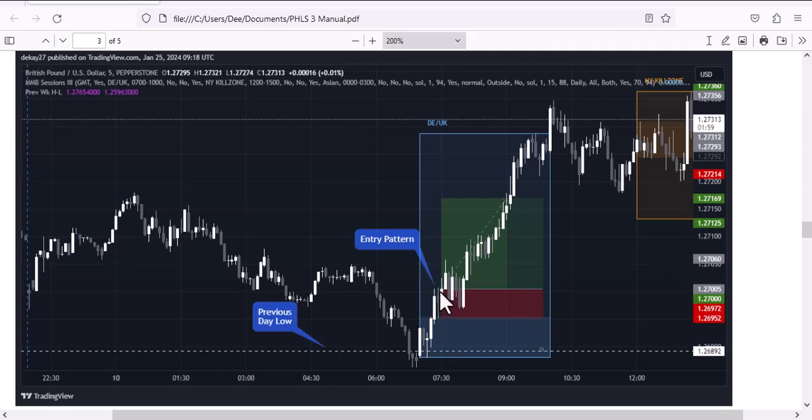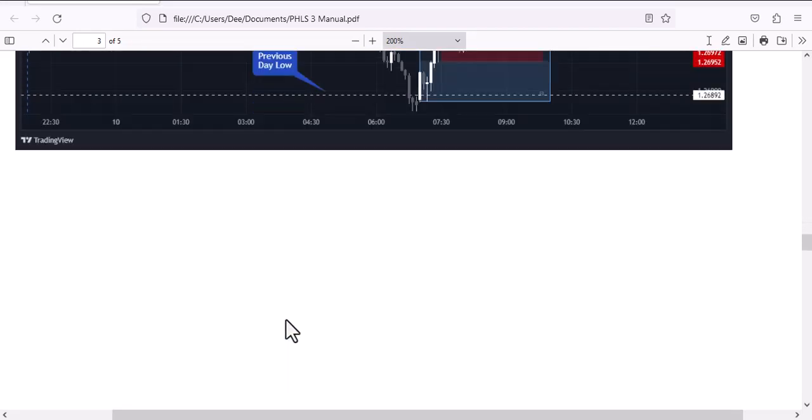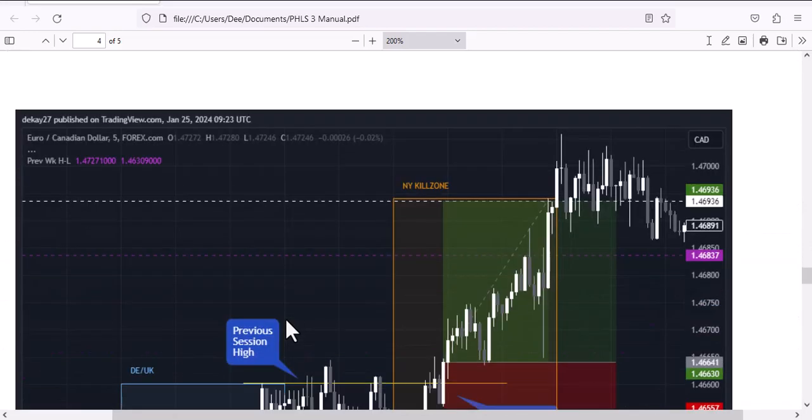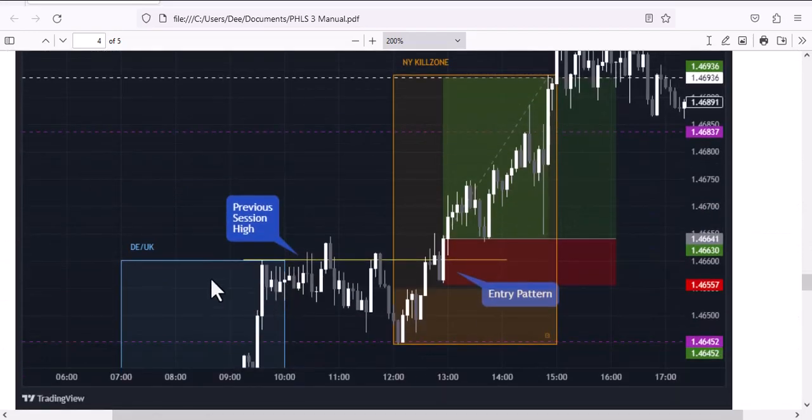Okay, so we are taking that entry at the close of this candle, our stop loss at the end of the pattern candle, and then we get our 3% here as well. So that is how it looks when we are taking it off the previous day's low. And then the previous session.